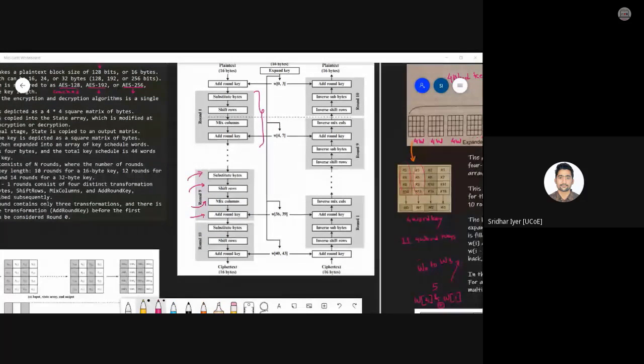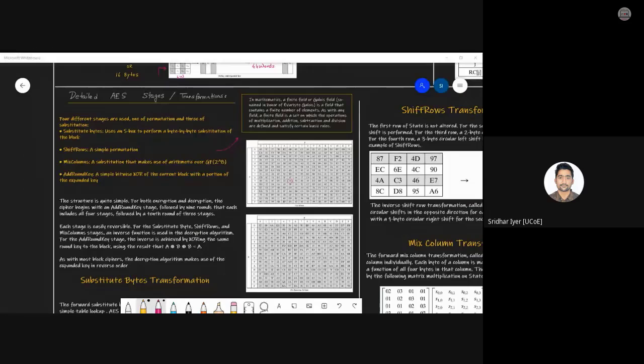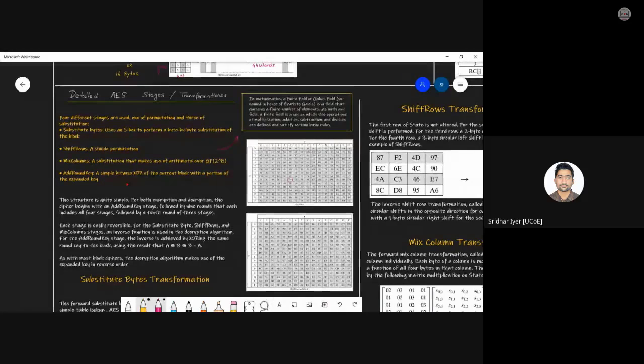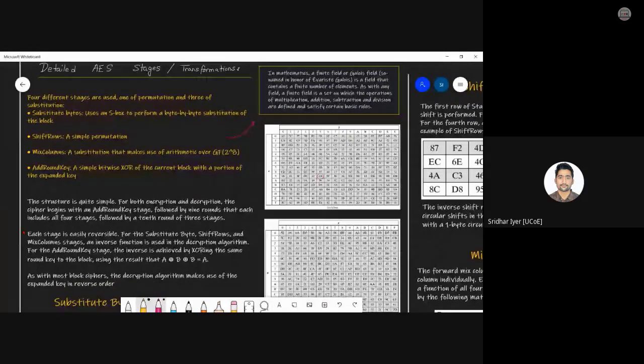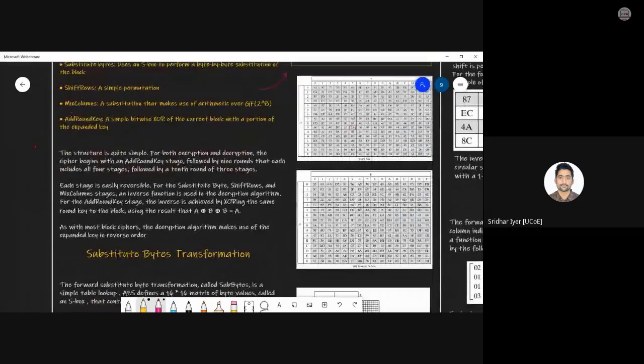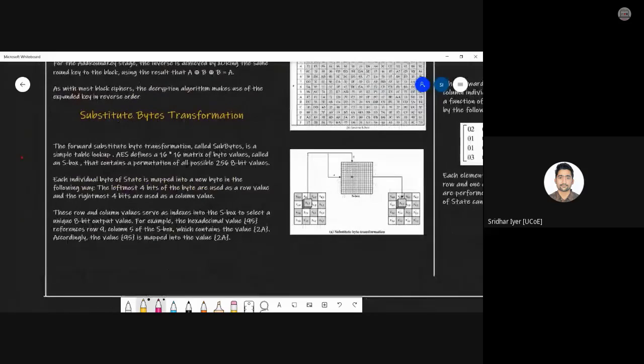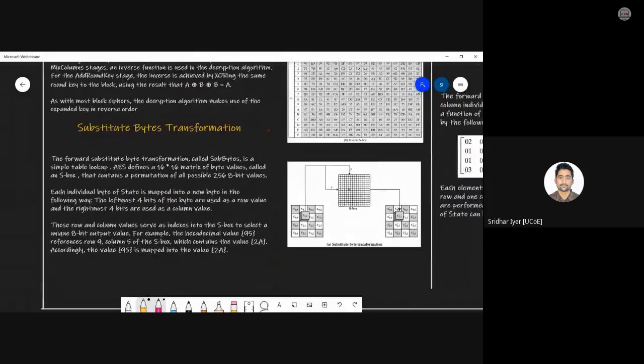So can I move ahead? Can I proceed ahead? Kindly let me know. Students, give me an acknowledgement. Okay, fine. So just have a look. These are the detailed stages of AES. We are starting with the very first transformation, that is the substitute bytes transformation. It is one of the simplest transformations. I have already covered it in the previous step itself.